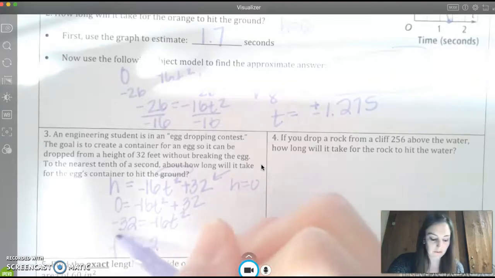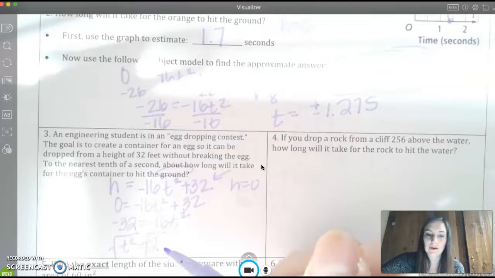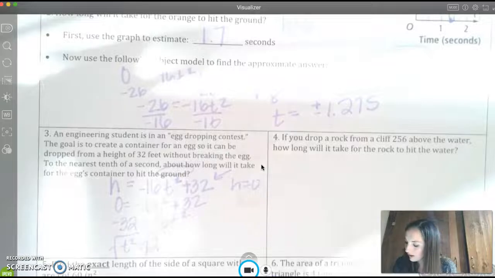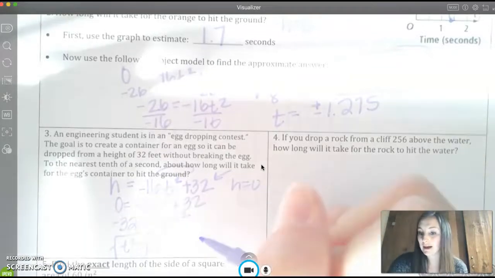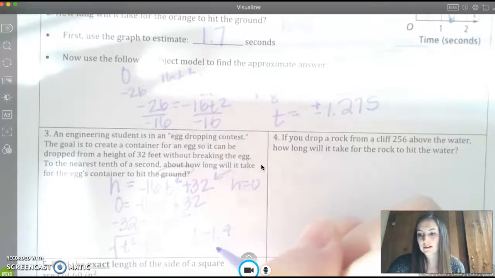I take the square root of both sides, and I have to be careful because, again, I only want the positive value. So if I only take the positive, well, the square root of 2 is 1.4. I don't need plus or minus. It's just going to be t equals 1.4 seconds.